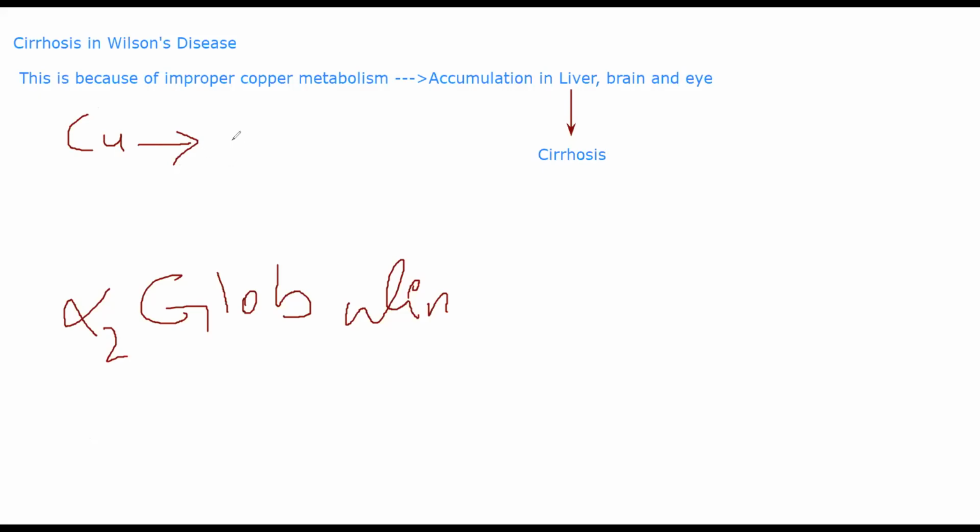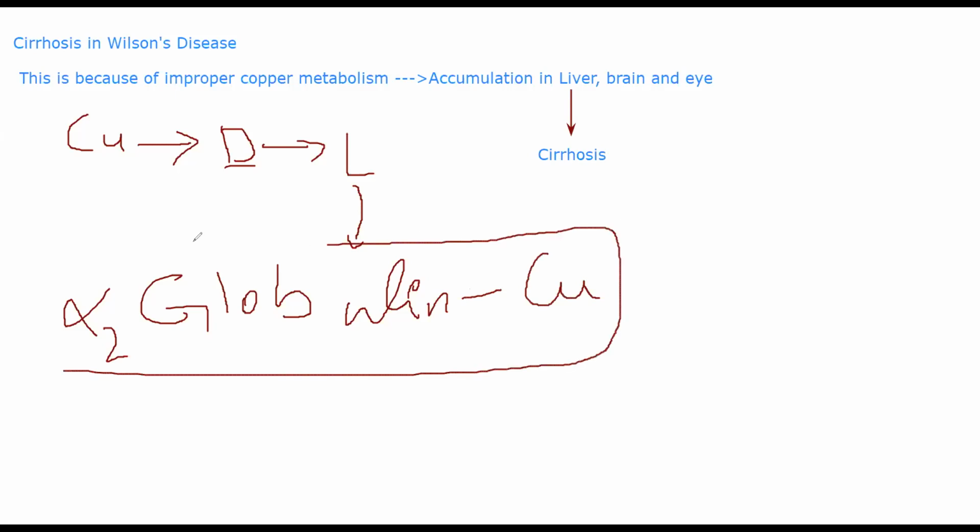It is getting absorbed. Okay, so let's suppose I'm writing D. From the duodenum it is getting absorbed, and from your duodenum it is getting sent to your liver. In your liver, this copper will get attached to something called alpha 2 globulin. Once this copper gets incorporated into alpha 2 globulin, you have alpha 2 globulin and copper, making a pair. This particular protein now will be called ceruloplasmin.